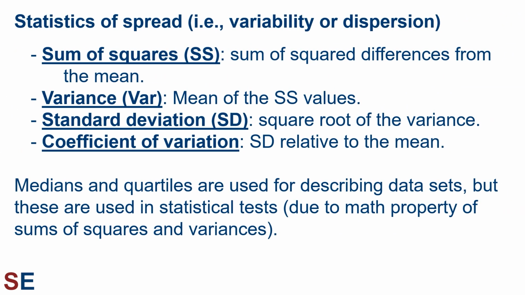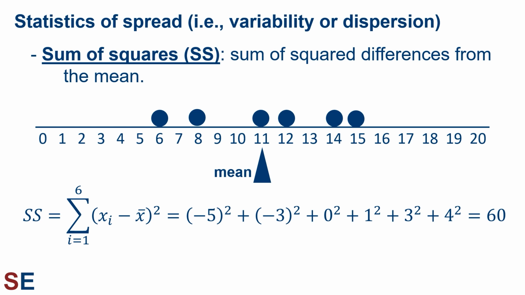Now for the other 4 statistics of spread: the sum of squares, the variance, the standard deviation, and the coefficient of variation. So medians and quartiles are used for describing data sets, but these are the values that are used in statistical tests due to mathematical properties of sums of squares and variances. First up, the sum of squares, which is the sum of the squared differences from the mean.